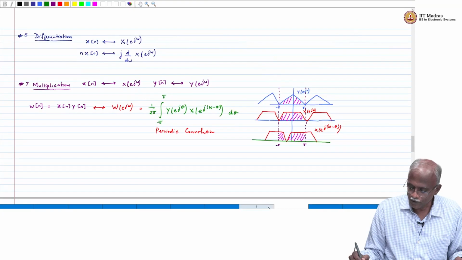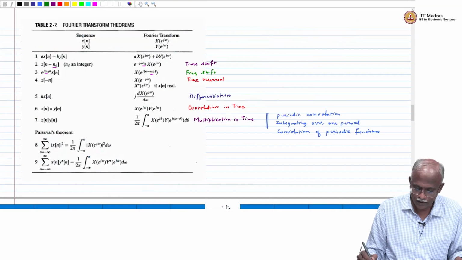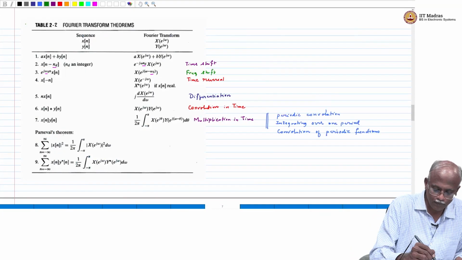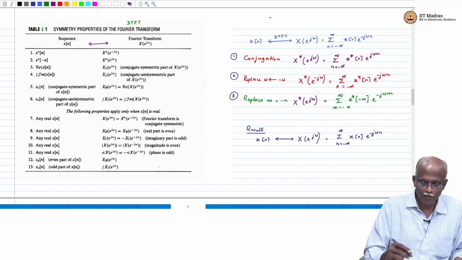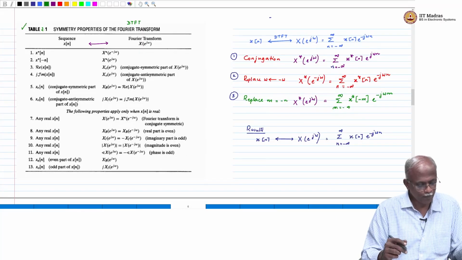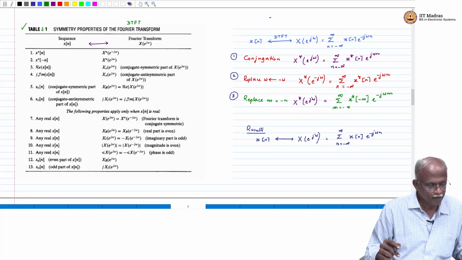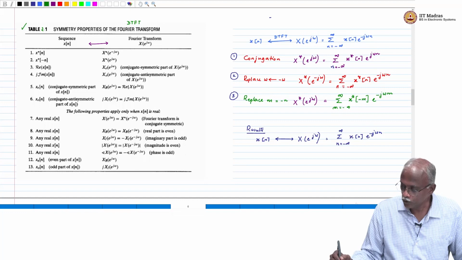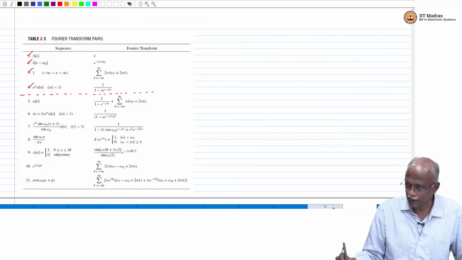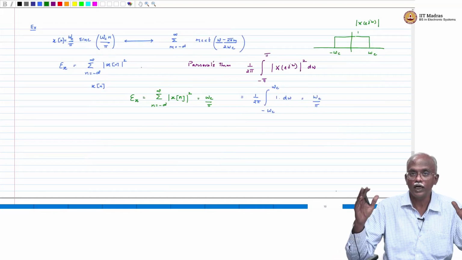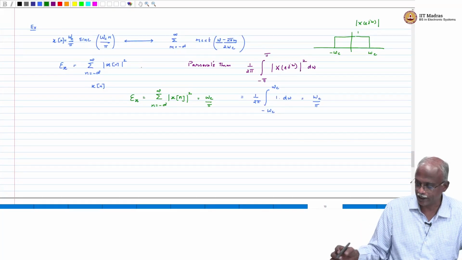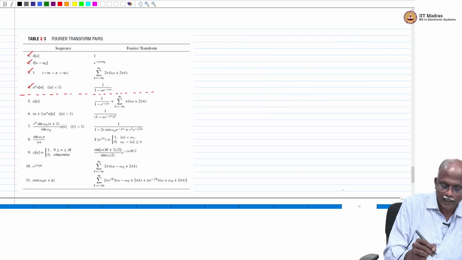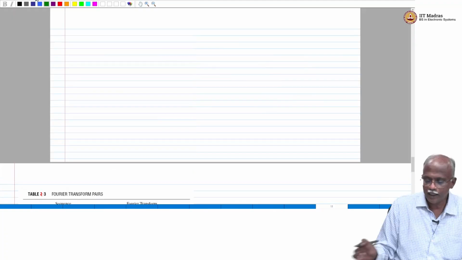So, if I were to now go back and look, we can say that we have fully looked at the Fourier transform theorems. We have fully looked at the symmetry properties. So, it will be very helpful for us to do a number of examples and then move into looking at the Fourier transform theorems and complete that discussion. So, we are going to be looking at a number of examples.